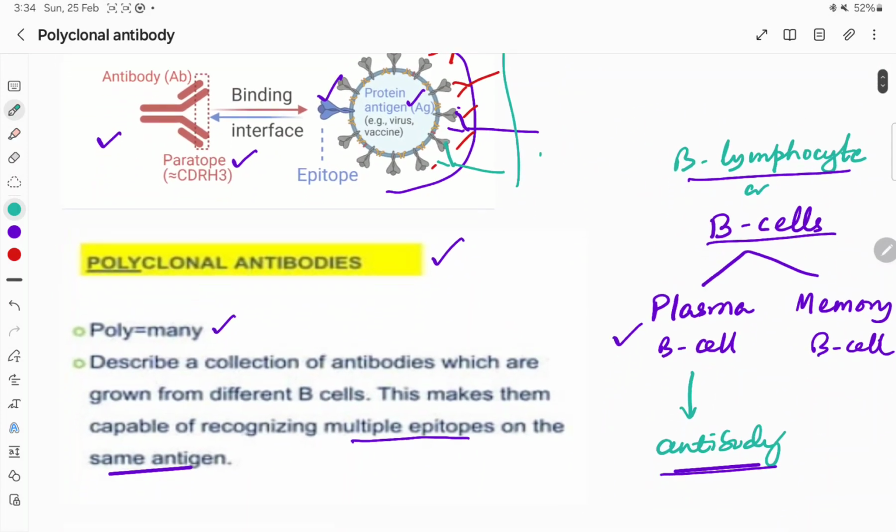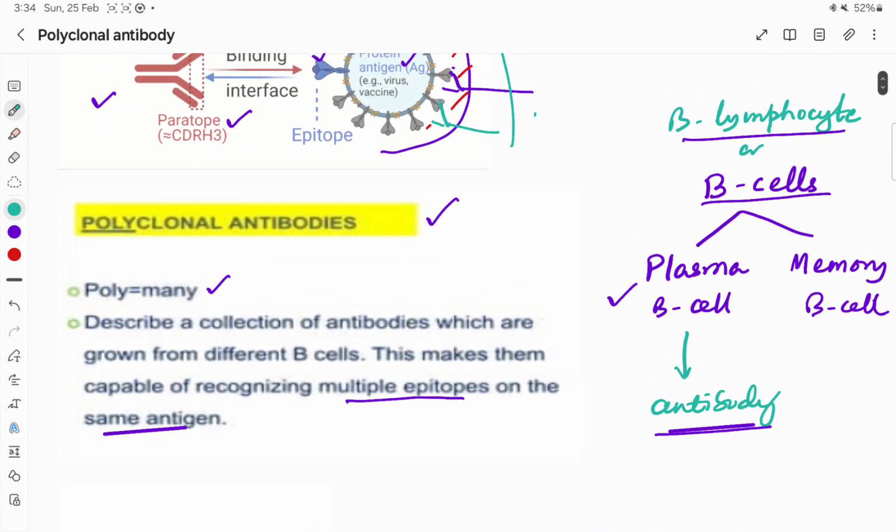Antibodies are produced by the B lymphocytes or B cells, and as you know, the B cells are of two types, plasma B cells and memory B cells. The plasma B cells produce antibodies. So when we have a mixture of B lymphocytes, those B lymphocytes will produce a mixture of antibodies which can target different epitopes. Then that mixture is called the polyclonal antibodies.